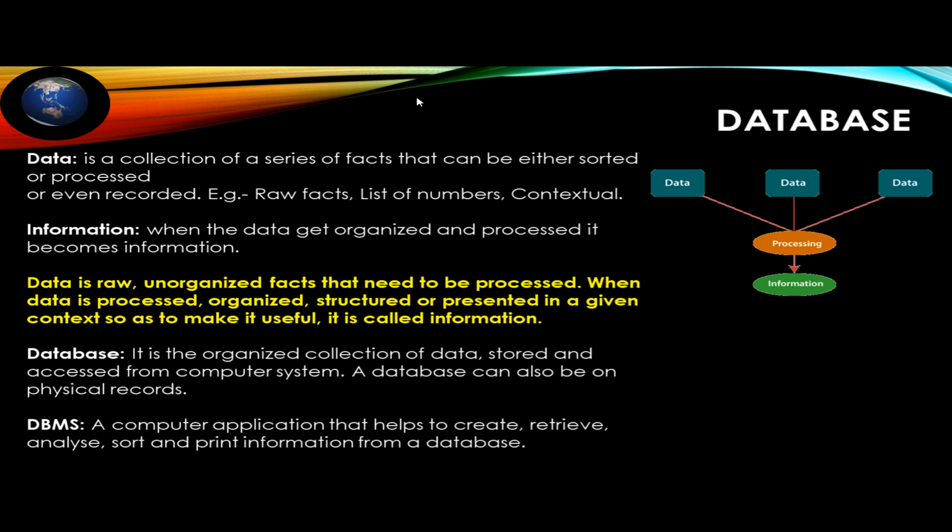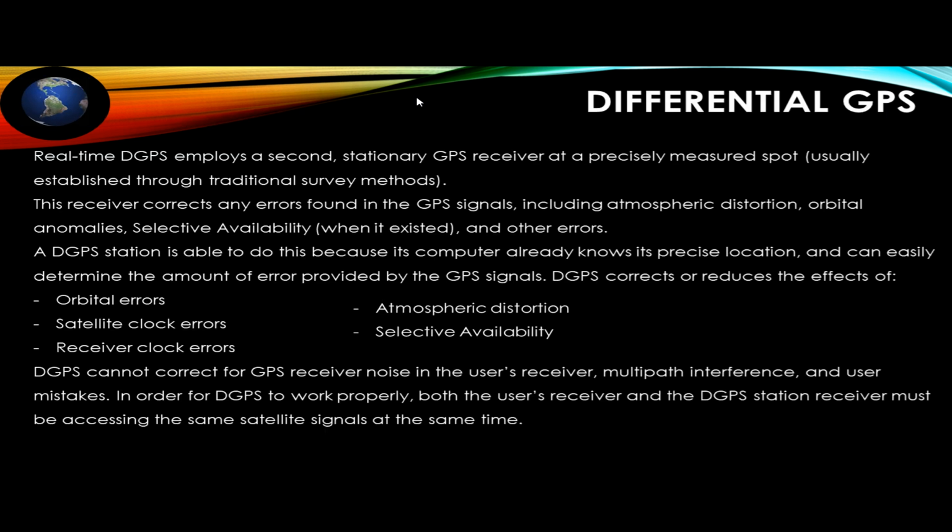Ma'am, I have one question. Like GPS, you told GPS has many errors. But in DGPS you told that there will be a stationary receiver along with one GPS rover. So how will it correct errors like orbital errors, satellite clock errors? How is it able to correct, ma'am?